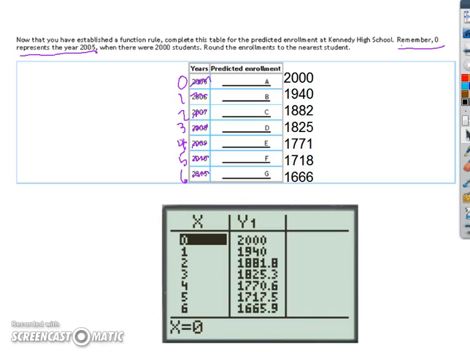So I've now made a function. I know what it means. I made a table that allows me to predict how many students are enrolled. So after 0 years, 2,000 students. This is the one that's going down, that's decreasing, so it belongs to Kennedy High School.